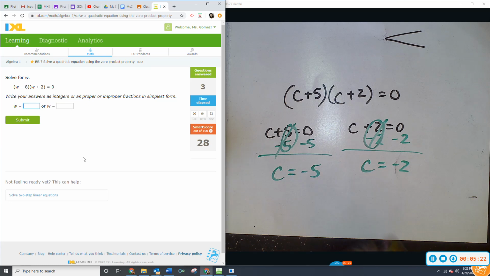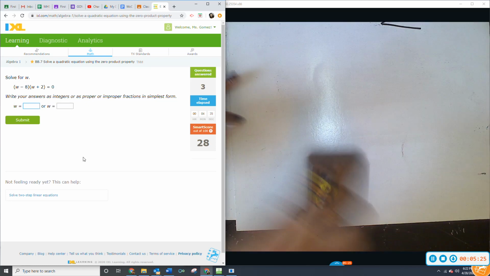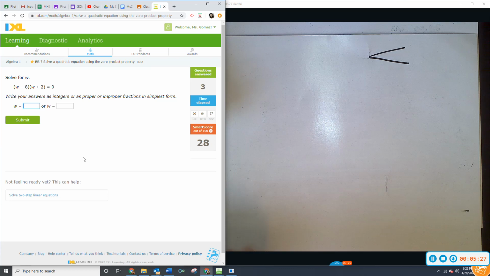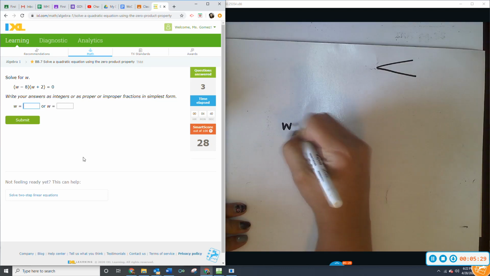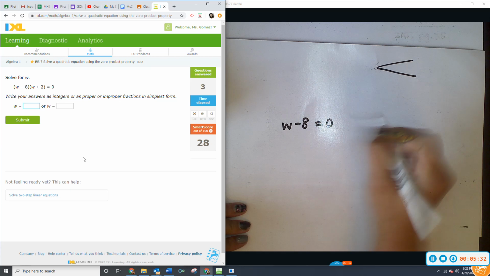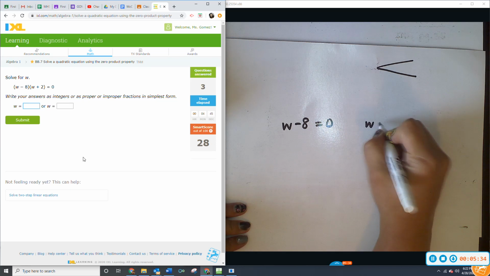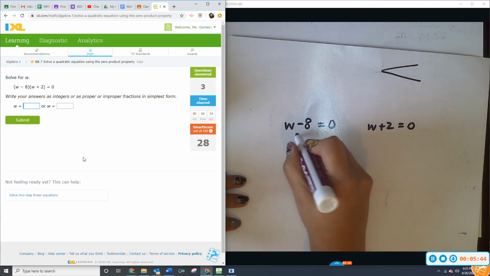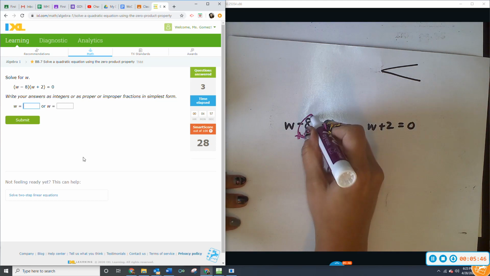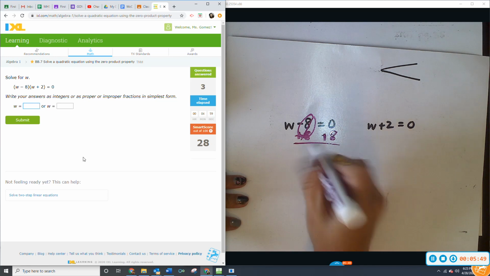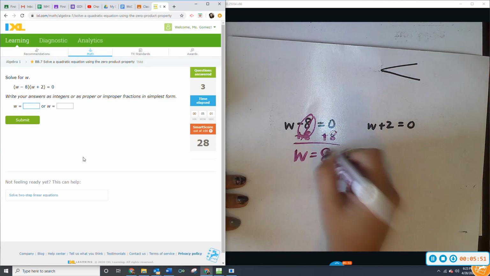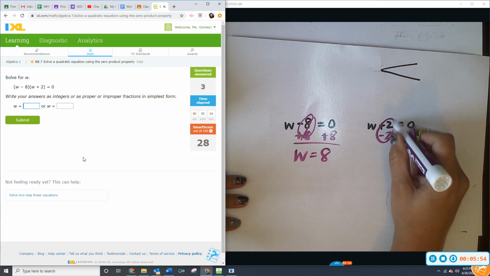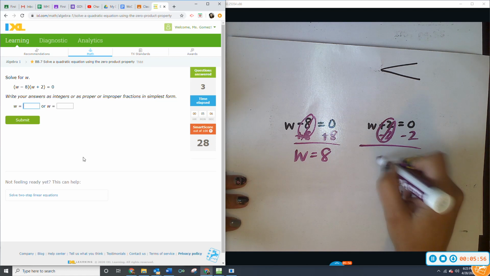It's going to keep us going until we get at least a 70. W minus 8 is equal to 0. I'm getting lazy now. W plus 2 is equal to 0. This is a darker color, so I don't mess that one up. Inverse operation would add 8 to zero that out. W equals 8. And the inverse operation is to subtract 2 from both sides, and W equals negative 2.